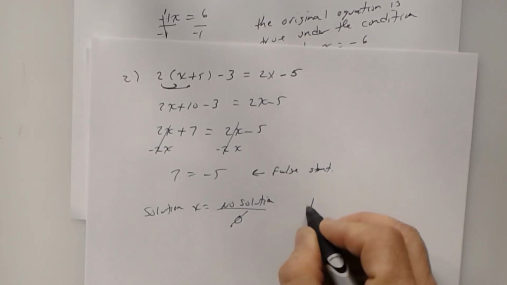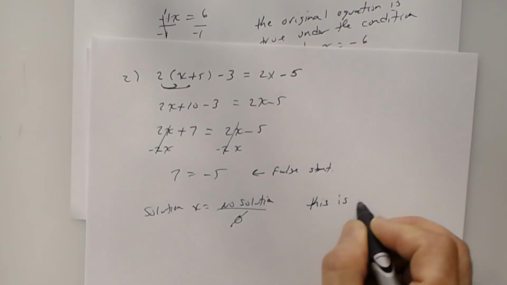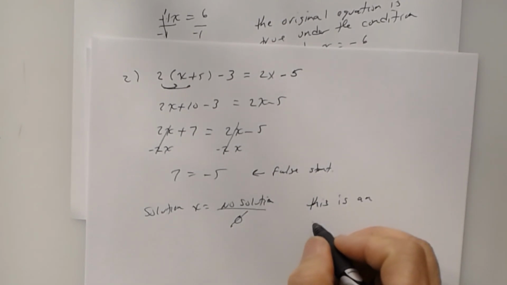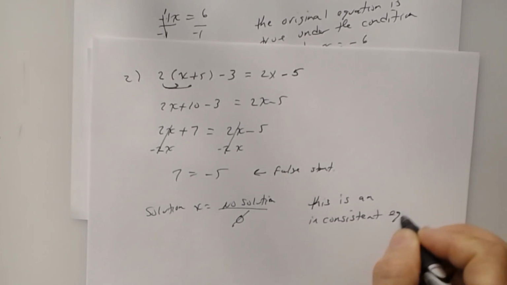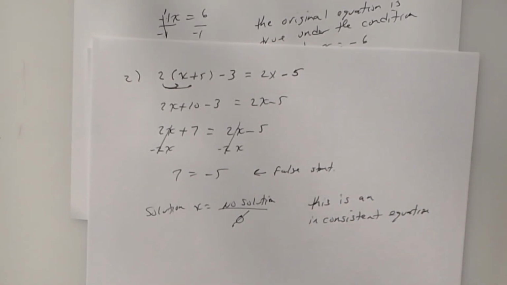Now, if there is no solution, it's called an inconsistent equation. So this is an inconsistent equation. That's what goes on the top of the equation. Okay? So an inconsistent equation has what? No solution. Don't say false solutions, just say no solution. Okay?